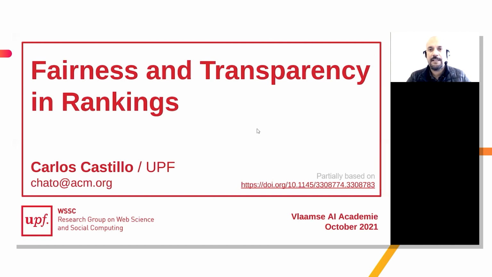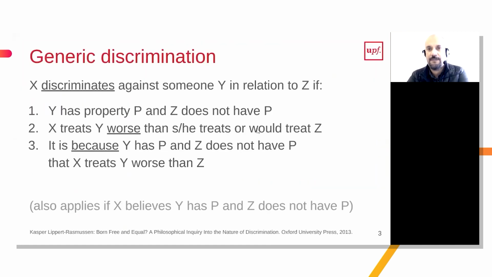So I want to talk about fairness and transparency in ranking, but to do that, first I need to be clear about what I mean by fairness in this context. So I will start with this definition by Kasper Rasmussen, and it is about what it means to discriminate.